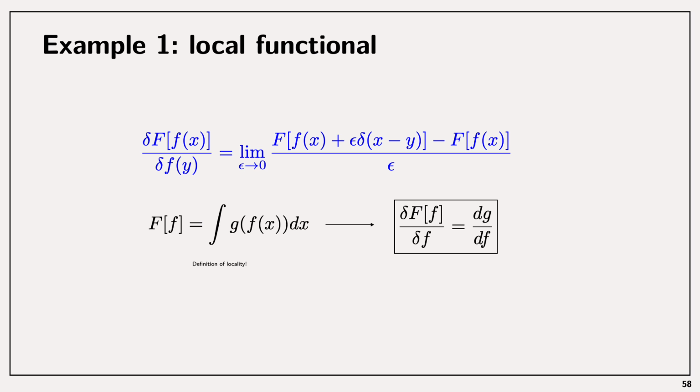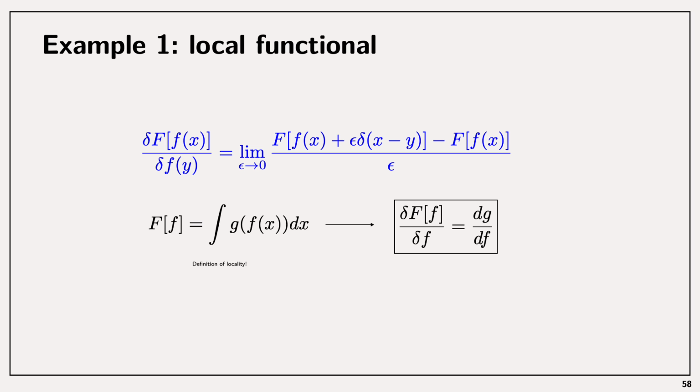Now, it's interesting because in this case, when you have a local functional, really the derivative is what you're used to. Right? I mean, the variation of F with respect to f is just related to the variation of g with respect to f. So this is something that's not very surprising, really, because this is the local functional.